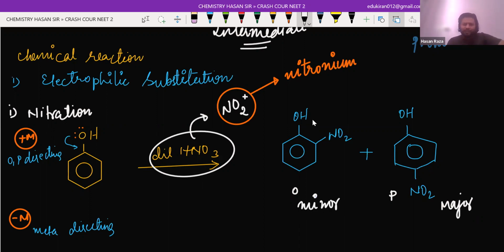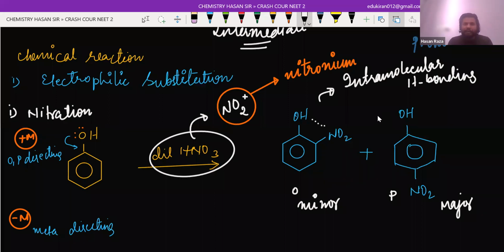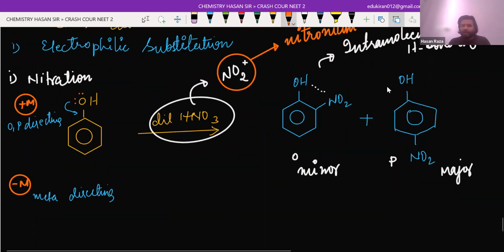Because here you can see hydrogen bonding will be intramolecular hydrogen bonding in ortho. So generally students think that if hydrogen bonding is there, that means it is more stable. But the fact is that this is intramolecular hydrogen bonding, that means the hydrogen bonding inside the molecule. But in para there is intermolecular hydrogen bonding.